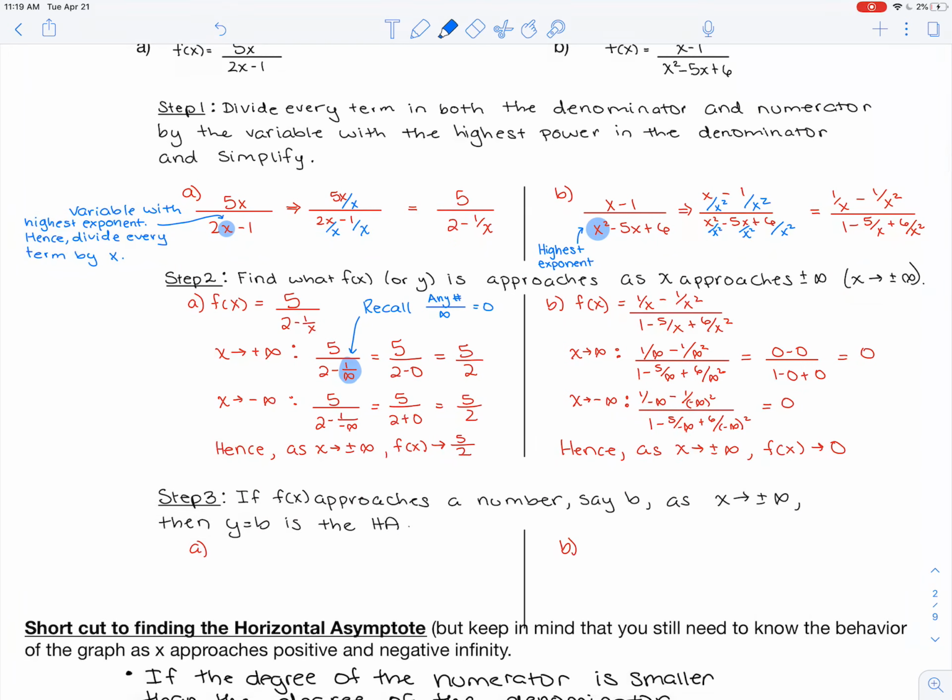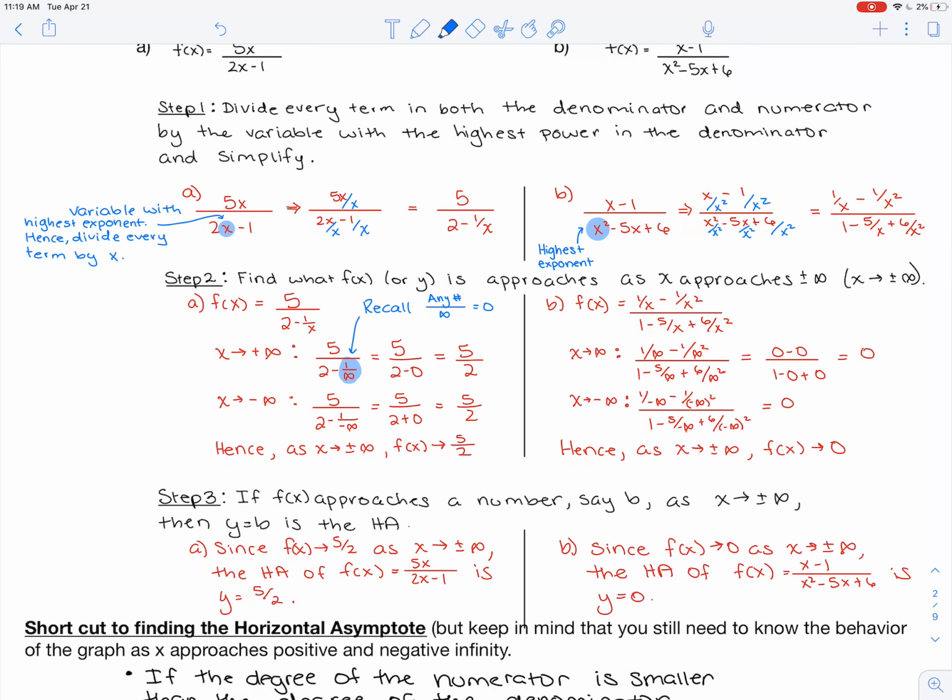Okay, so just a little bit to summarize. For part A, since f of x approaches 5 halves as x approaches plus or minus infinity, the horizontal asymptote of f of x is y equals 5 halves. And then the same thing for B, but in that case, our horizontal asymptote is y equals 0.